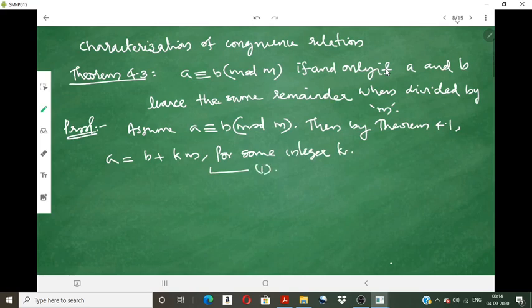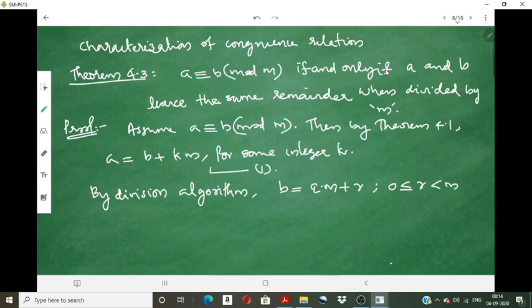Now, what we need to prove is that A and B leave the same remainder when divided by the positive integer M. By the division algorithm for B and M, when B is divided by M, we have B equal to some Q times M plus R, where 0 is less than or equal to R, which is strictly less than M. So B is equal to QM plus R. That is, when B is divided by M, there is a unique quotient and a unique remainder, and the remainder is R. Let this be equation 2, and substitute this in 1.